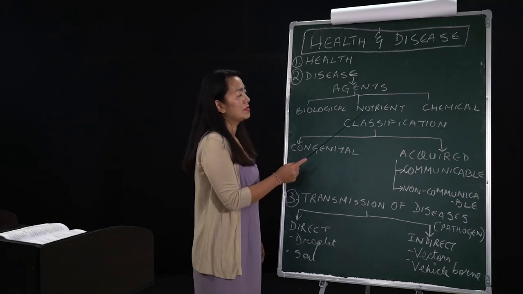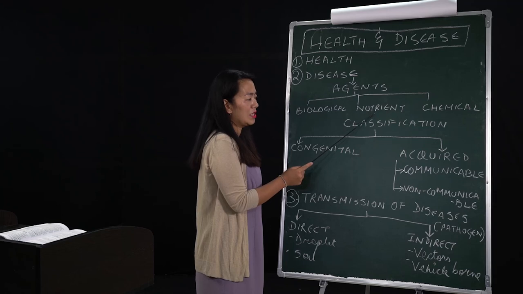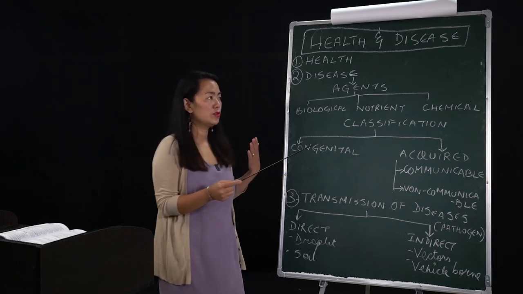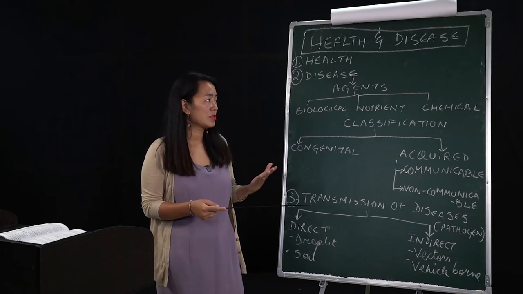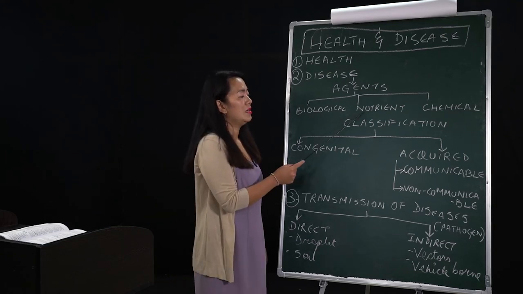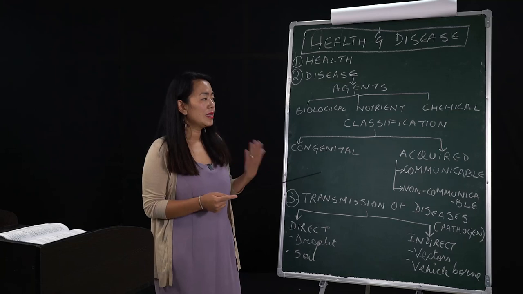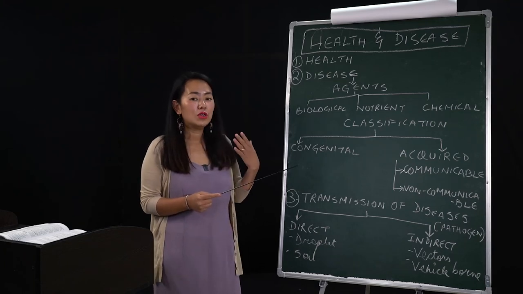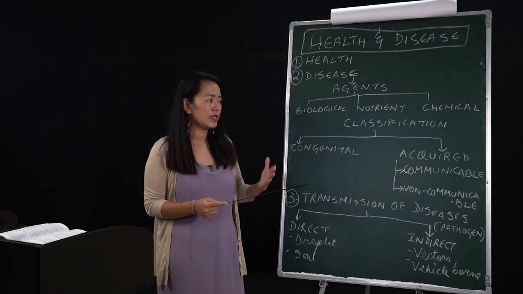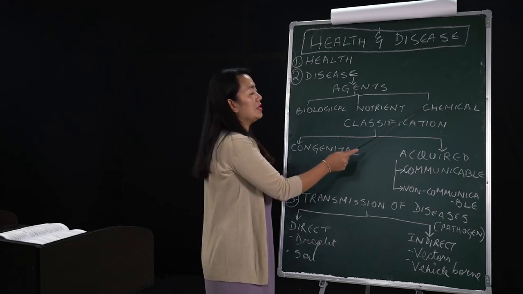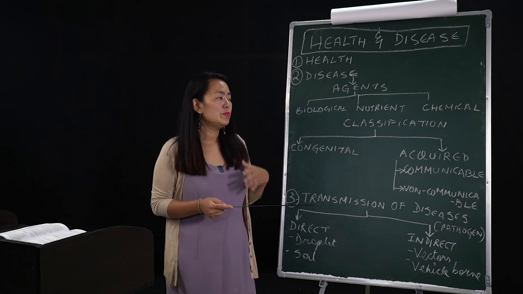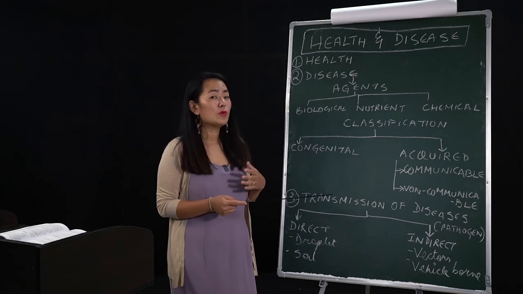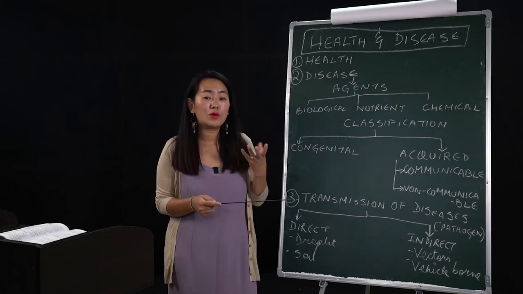The next one is the nutrient agents. What are the nutrient agents? You have the idea of carbohydrates, fats, proteins, minerals, right? So if there is excess or if there is less nutrient, then it will lead to different types of diseases. That's what it says. The next one is chemical agents. It may be in the form of urea in your urine. It may be in the form of pollens which you are allergic to.